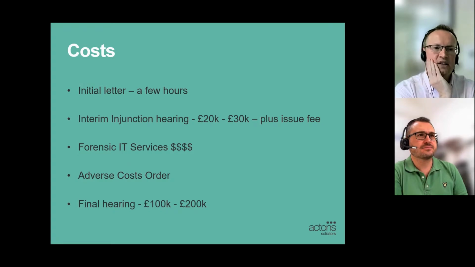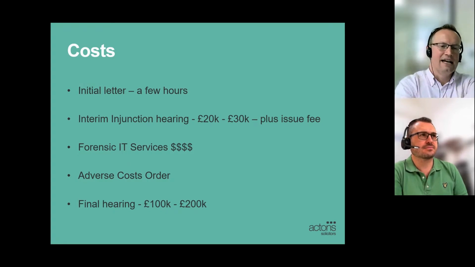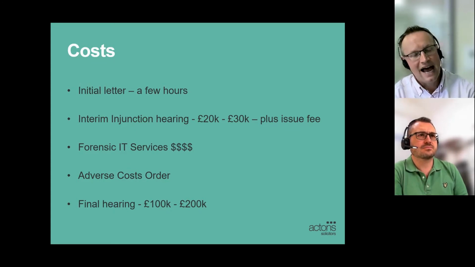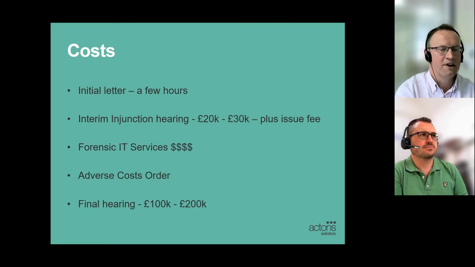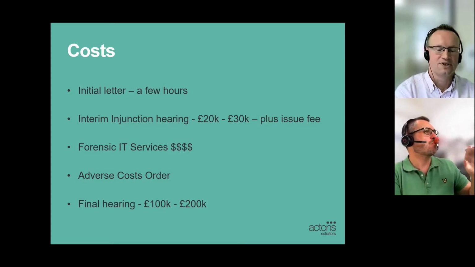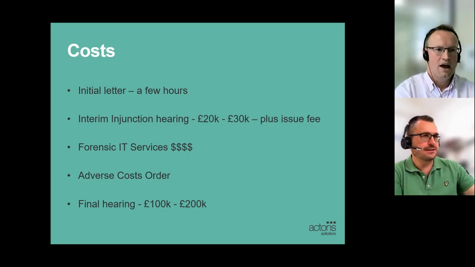In order to get to an interim injunction hearing stage, you're looking at the standard quote, which is generally 20 to 30k plus VAT, plus that 10k issue fee that I mentioned earlier. The 20 to 30k, or the 30k, normally includes the barrister's fees as well. But you're looking at a sizable sum.